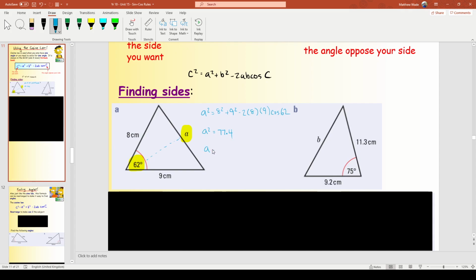So we just need to square root. So I'm just going to push square root. Then I'm going to push the ans button down beside equals. Then the equals button, 8.80 I've got. 8.80 centimeters. And that's what we've got for our final answer.